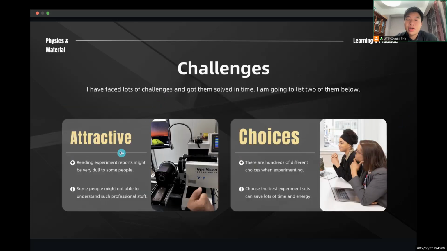And finally, some challenges. It is very hard to make my report attractive because reading experiment reports might be very dull to some people, and some people might not be able to understand such professional material. And there are hundreds of different choices when doing the experiment, and choosing the best experiment sets can save lots of time and energy.